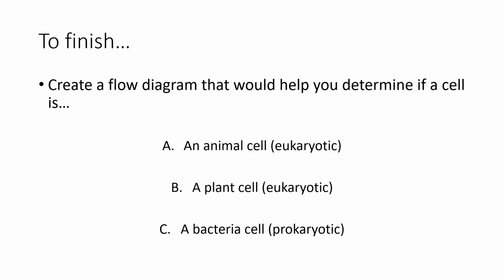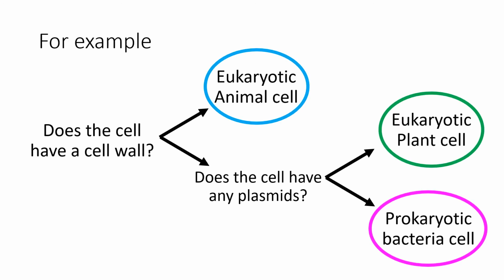So here's an example. Does the cell have a cell wall? Well, if there's no cell wall, we know immediately that it is most likely that that cell is eukaryotic and an animal cell. Now, there is an important way to check. If it is eukaryotic, remember all eukaryotic cells have a nucleus. If it does have a cell wall, then we know it cannot be a eukaryotic animal cell. That leaves us two possible options. It's either a eukaryotic plant cell or it's a prokaryotic bacteria cell if there is a cell wall.